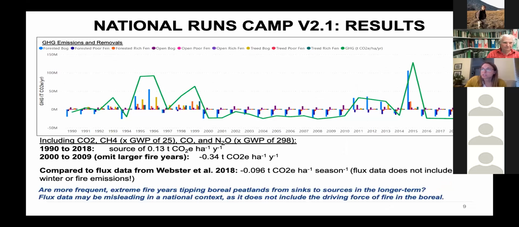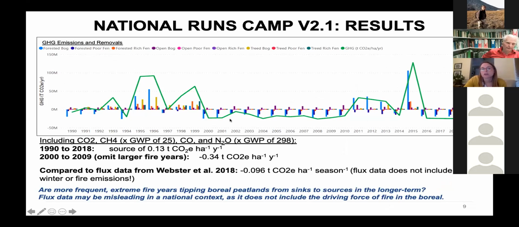The results were interesting. So first of all, we found that between 1990 and 2018, so the entire span here, on average, the peatlands were actually a small source of carbon of about 0.13 tons of CO2 equivalent per year. So this was the modeled emission.